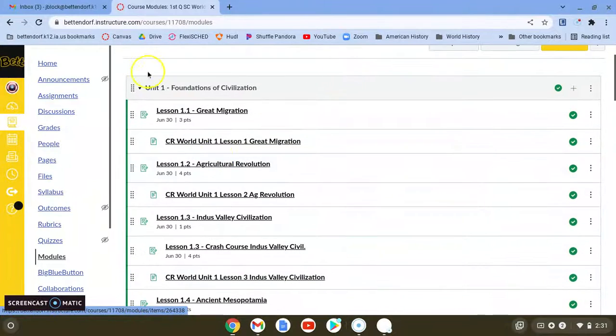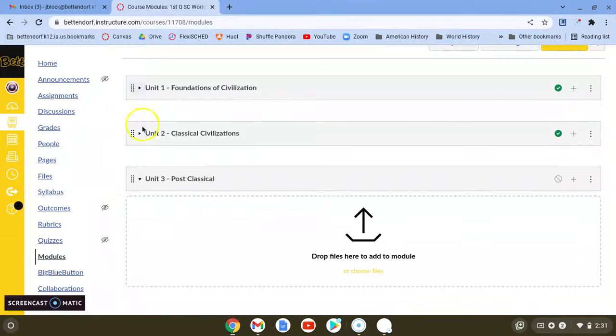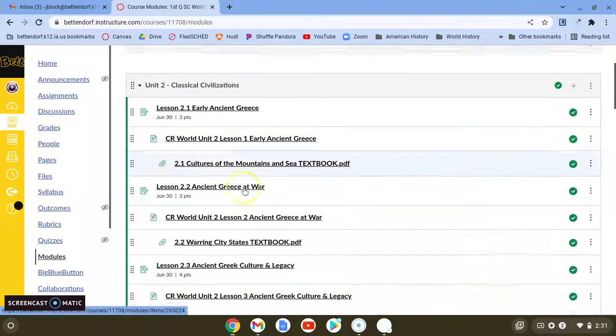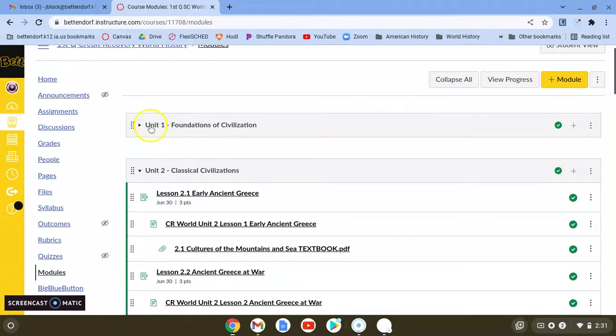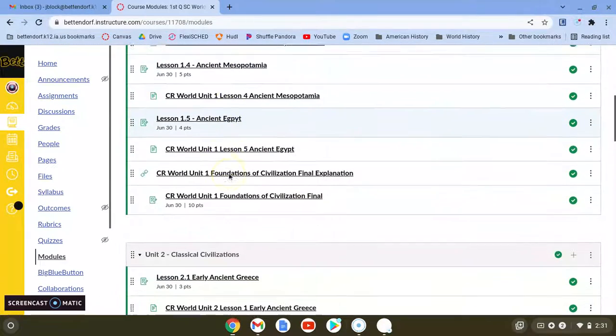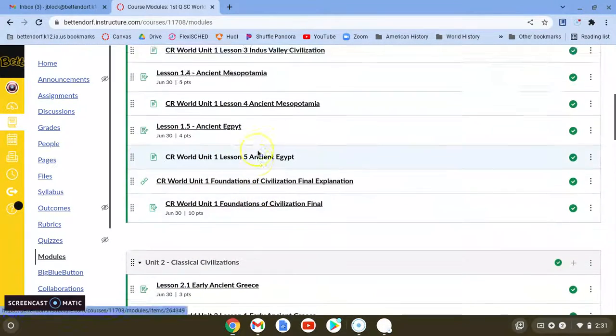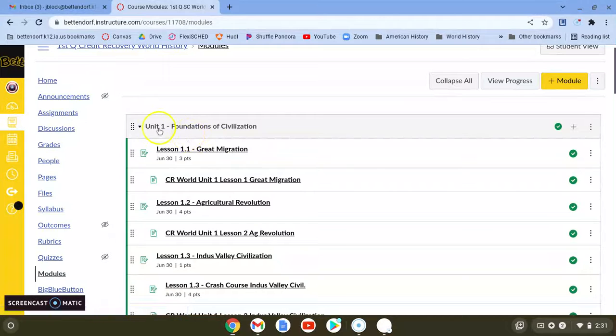So some of these have a textbook that goes with it. You're not required to read it. However, if you need some extra information, this will actually help you. And you can use it when it comes time to write the summatives, which are right down in here. So please make sure you ask any questions that come up.